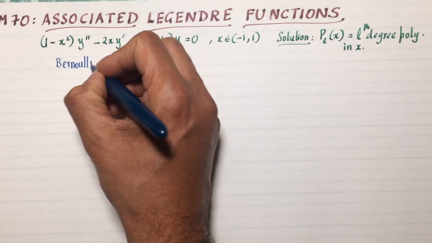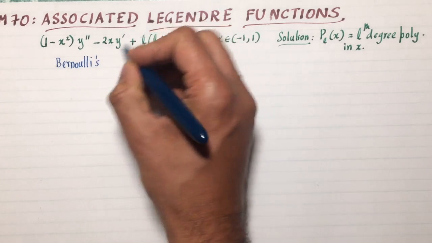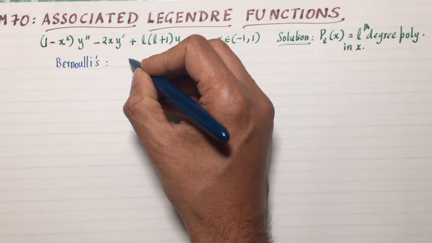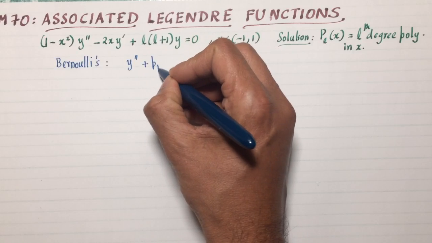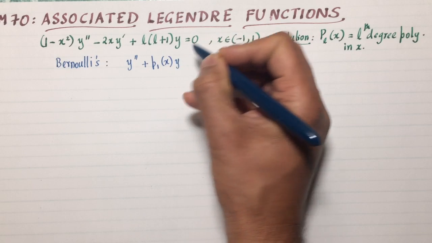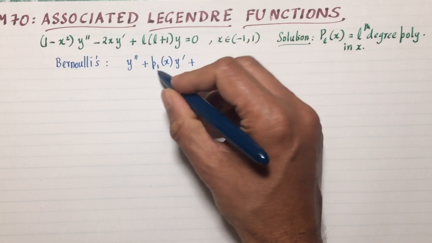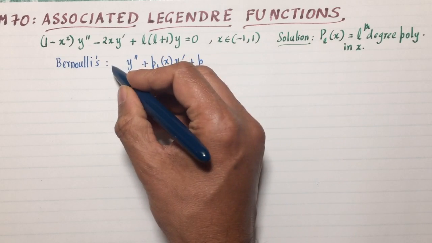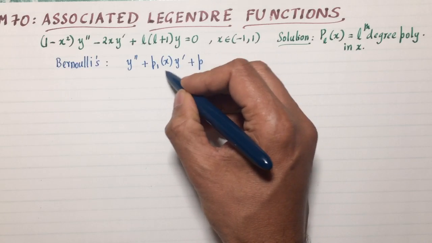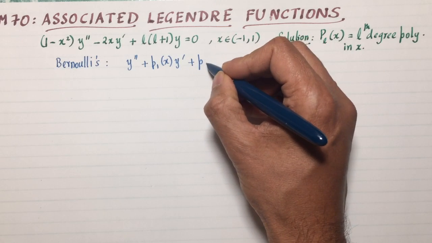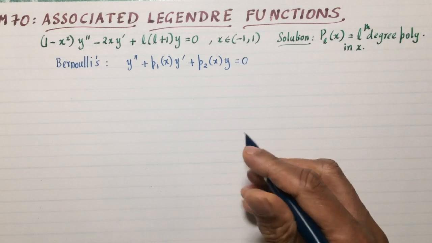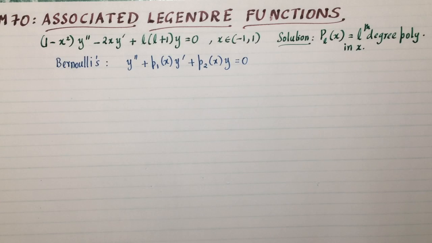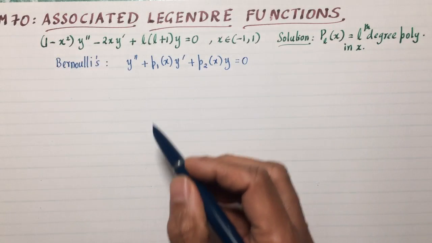Go back to the previous videos and see how Bernoulli's method is used in a general situation. What I will do now is I will write this in line with Bernoulli's method. So Bernoulli's method requires us to write the coefficients in such a fashion that there is no coefficient with respect to y double prime, there's some function with respect to y prime, and there's another function with respect to y. And I'm going to keep the same notation that I used when I was talking about Bernoulli's method.